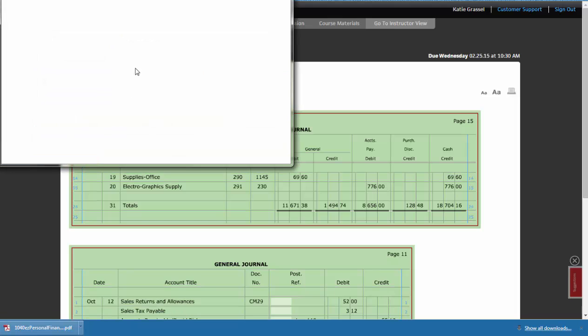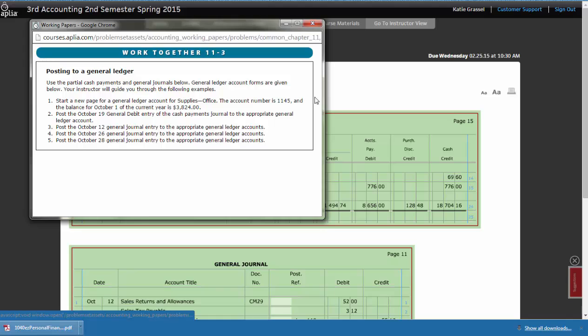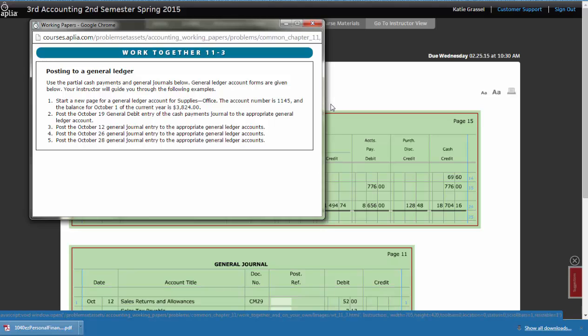When we look at our directions for Work Together 11-3, we see that we're going through and using a partial cash payments and general journals, and we have our general ledger account forms. We need to start a new page for a general ledger. We started new pages for a subsidiary ledger, but we need to start a new page for our supplies office with an account number of 1145.